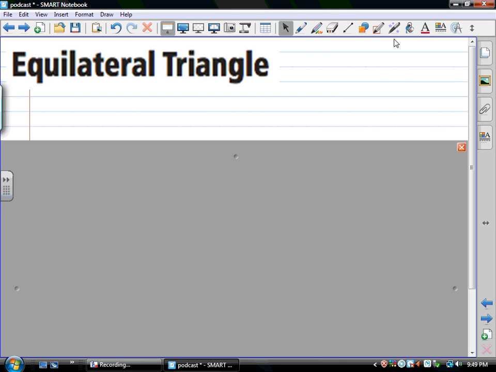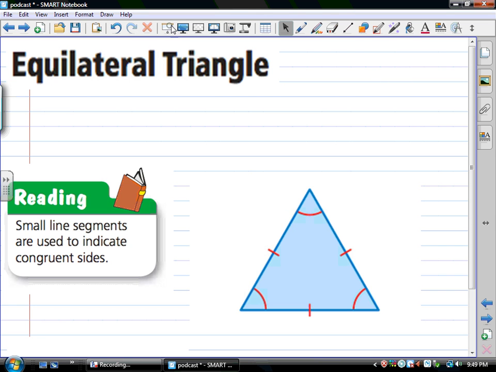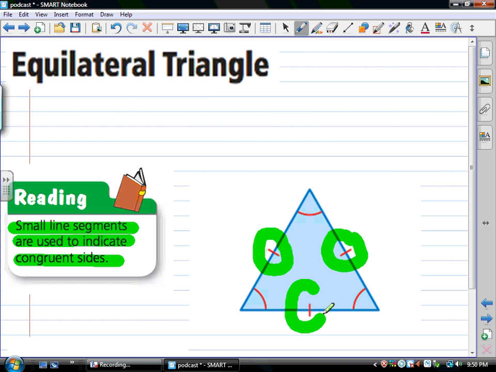Speaking of equal, an equilateral triangle. Here's a picture of an equilateral triangle. Again, you can see that they use small line segments to indicate the sides are congruent. Here are your small line segments, hash marks, tick marks, indicating that all three sides of the triangle are congruent. Plus 10 for you. You said congruent means equal.